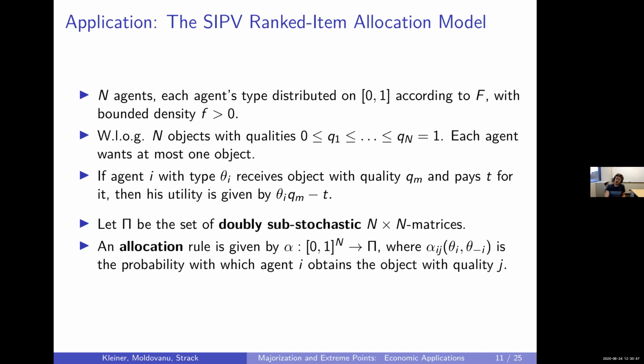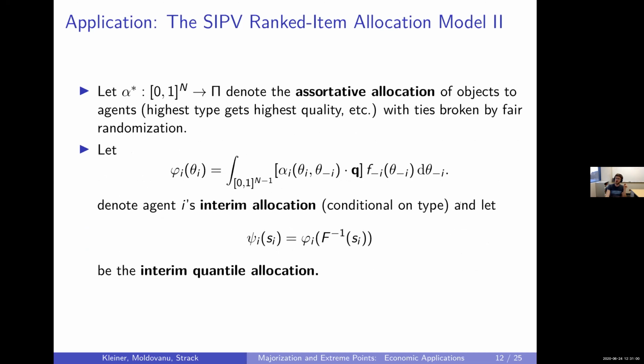So one particular allocation rule would be a very simple one. You take the best object, the highest quality object, and you give it to the bidder with the highest type, and the second best object to the agent with the second highest type, and so on. So this is the assortative allocation rule. And we break ties, let's say, by fair randomization. And this assortative allocation rule will play a special role soon.